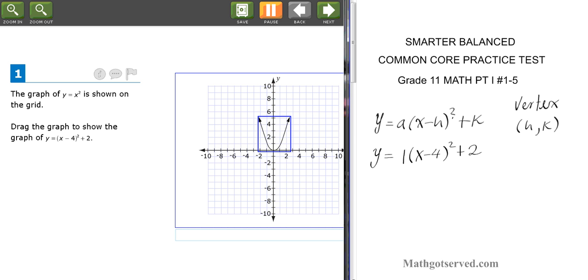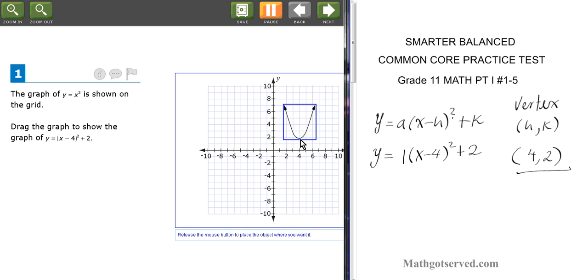The coefficient is 1. Now, what is the vertex here? The vertex is h, k. You see how this 4 lines up with the h. 4 comma k, which is 2. So how do I answer this question? I simply have to drag this graph to a point where the vertex rests on this coordinate point. So just drag it. This is 1, 2, 3, 4 for the x. Move it up 2 units for the y. And there goes your answer: 4, 2, and this is a graph of the equation.